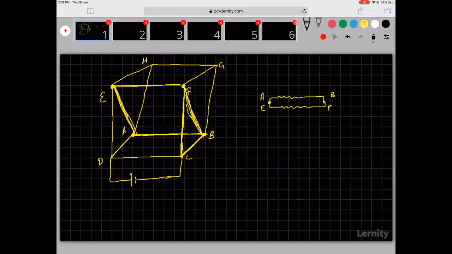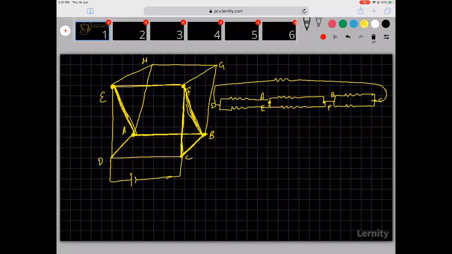Now from F and B, two resistors are going away. These two resistors are going to C. So this is that point C. Same thing here, A and B also. Now this is C and this is D. Now D and C are connected by a resistor.